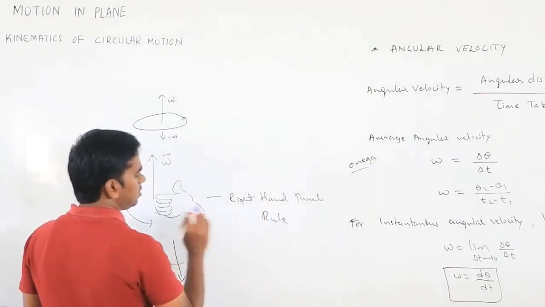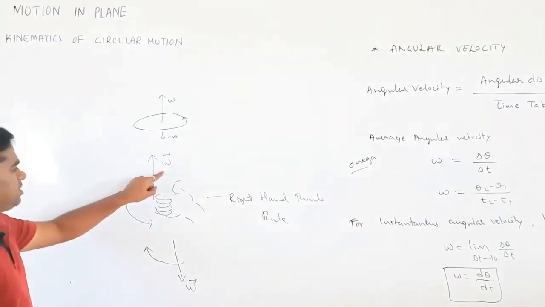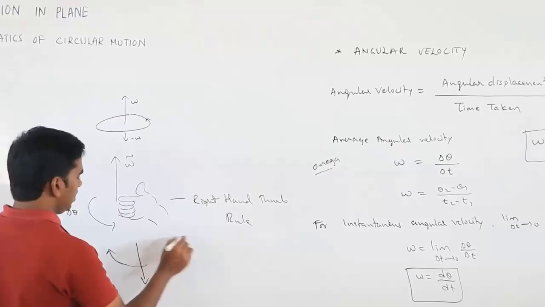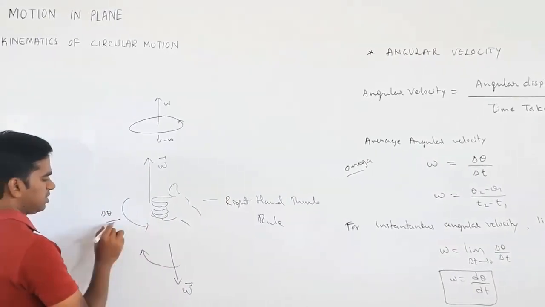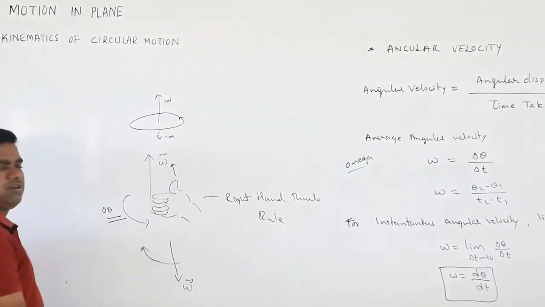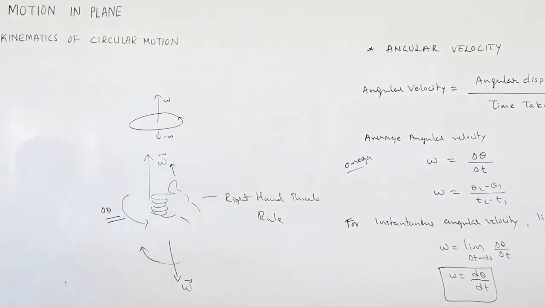Okay, so this is going to give you what? That is going to give you the direction of velocity. Fingers will show you the direction of displacement. Thumb will show you the direction of the angular velocity. Okay, so very important. Remember.